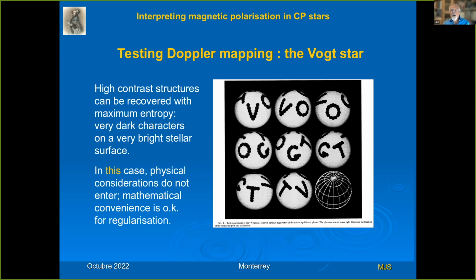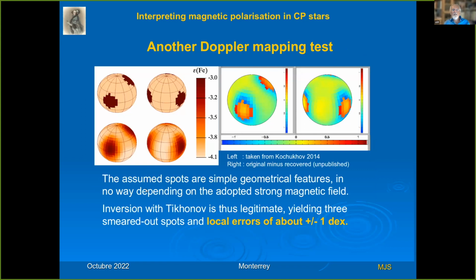For example, one of the very first attempts, Vogt in 1987, I think it was, he just put his name on the star, with very high contrast structures, very dark characters on a very bright stellar surface. And of course, in this case, there is no physics involved. So mathematical convenience, in that case, a maximum entropy is quite okay. And you get some very reasonable results.